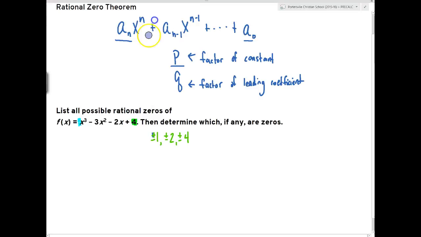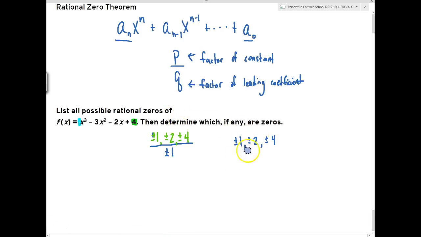And then on the bottom, with my leading coefficient of 1, the only possible factors of that would be plus or minus 1. Now, because I already took care of the plus or minus in the top part, each of these does have a plus or minus already. If I divide by plus or minus 1, I'm just going to end up with a bunch of repetitive stuff. So when it all boils down to it, my possibilities are plus or minus 1, plus or minus 2, and plus or minus 4, because dividing each of those by plus or minus 1 will give me those possibilities.